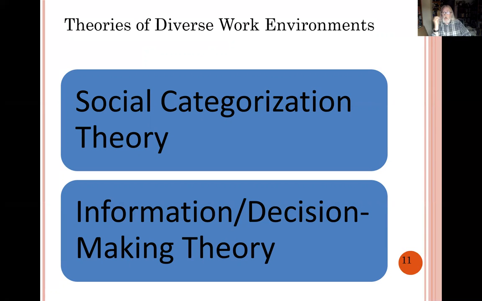They're two very opposite theories when you think about it. They come to completely opposite conclusions about diverse group interaction, because that's what we're really talking about here, how we can have groups that are either diverse or homogeneous. That's what social categorization theory and information decision-making theory are about here.